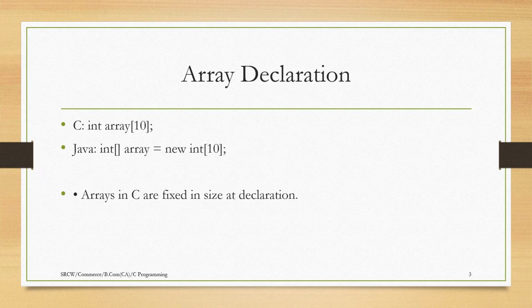Declaring an array in C is straightforward. For example, int array[10]. This allocates memory for 10 integers. In contrast, languages like Java use dynamic allocation with new. It is important to remember that arrays in C are fixed in size once declared.